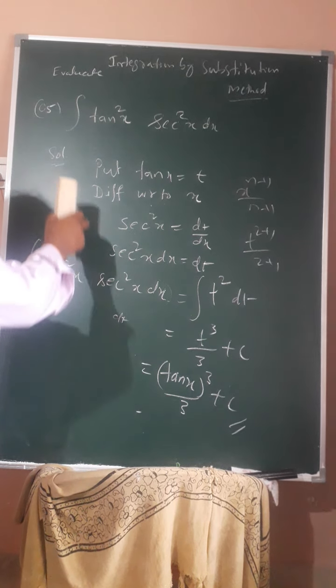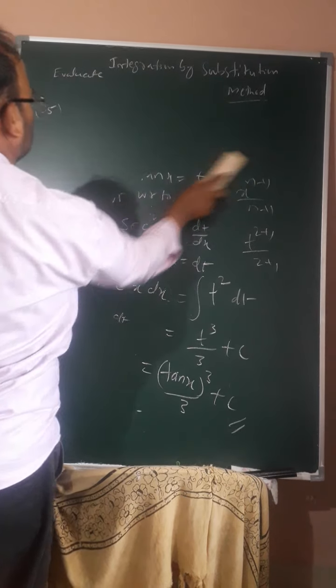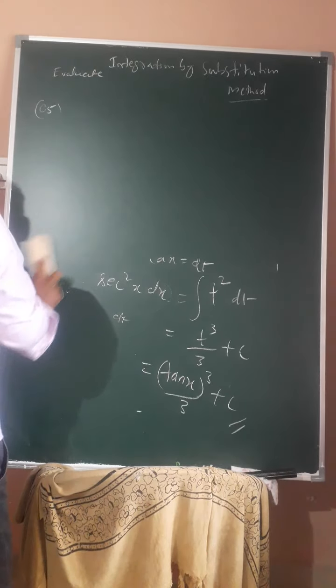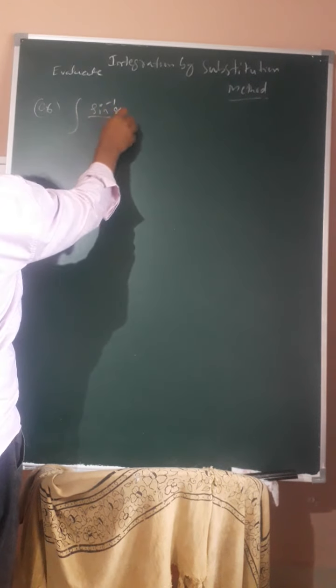Let us take the next problem. Integral of sine inverse x by square root of 1 minus x square dx. This problem is also based on a standard result, that is the derivative of sine inverse x is 1 by square root of 1 minus x square. Based on that result, we are solving this integral.